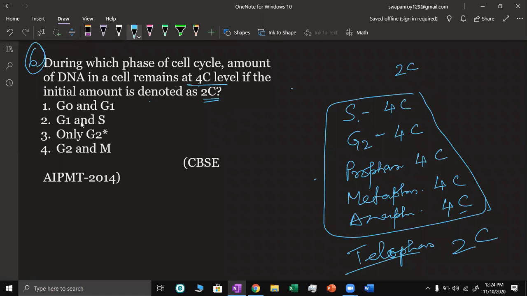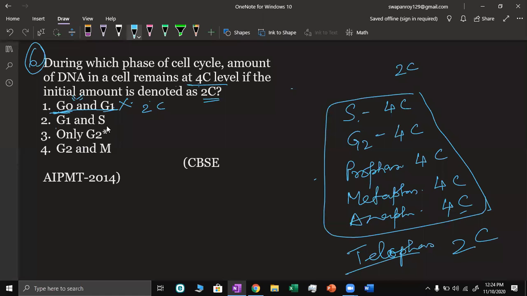So it is written G0 and G1. No, 4C level of DNA is not in G0 and G1, because in G1 DNA synthesis does not take place. In G0, the cell is not within the cell cycle, it will not divide. So there is no DNA synthesis, and it will remain as 2C only. Here it will be 2C.